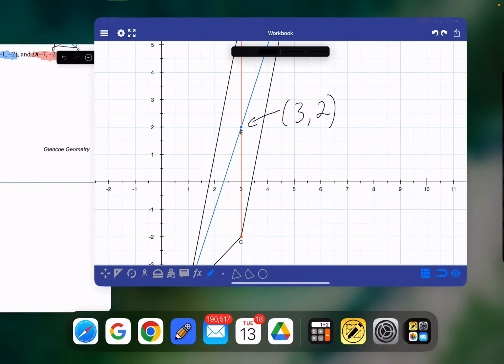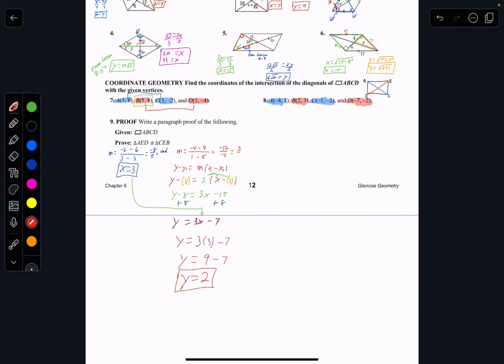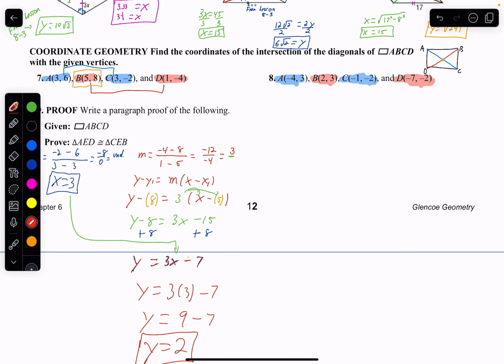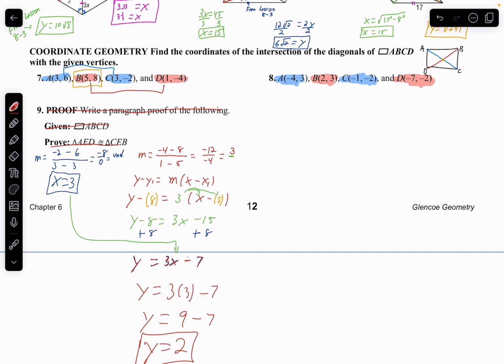6-2. Basically, the other problem can be done the same way, and we are not covering it in today's lesson. So problem number 8, go ahead, try it by yourself. Do it with a dry erase board or do the whole algebra.